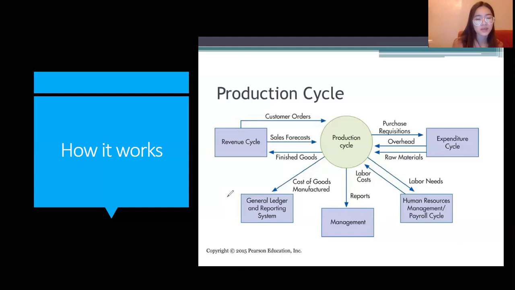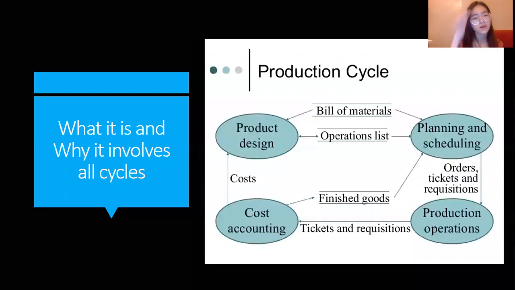So what is it and why does it involve all the cycles? The production cycle has four basic processes involved in the cycle. That's why it involves all of the other cycles. First, we have the product design. Its objective is to design a product that strikes the optimal balance of meeting the customer requirements for quality, durability, and functionality, and also minimizing the production costs. So while designing, we always have to think about the least possible cost.